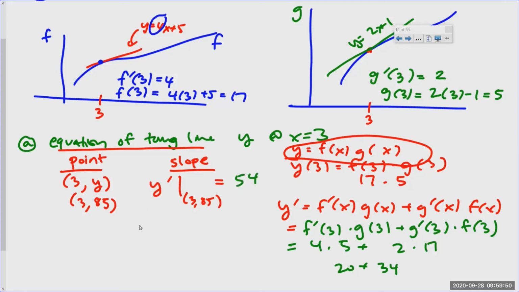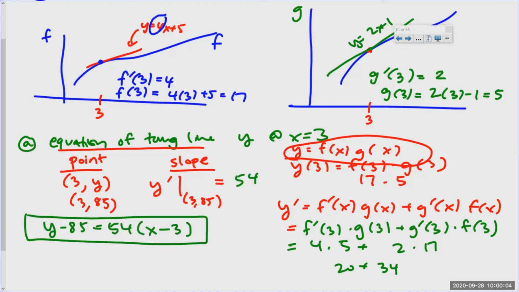And that was my goal: get a number for the slope and get a number for the point, and now I'm home free. The answer is y minus y1 is equal to the slope times x minus x1. And that is a great answer. If you're on MyMathLab, they might want you to add 85 to both sides, but this is a great answer.